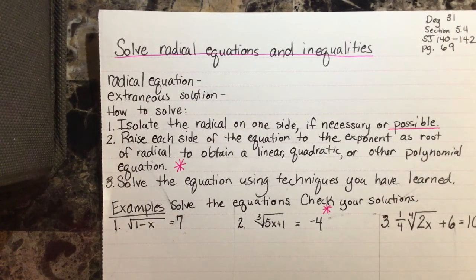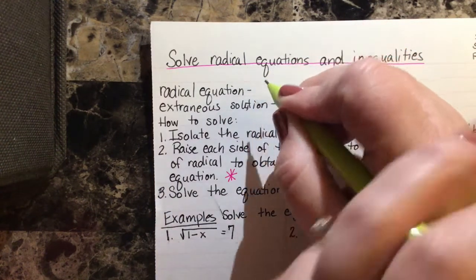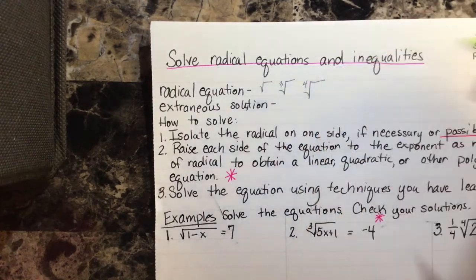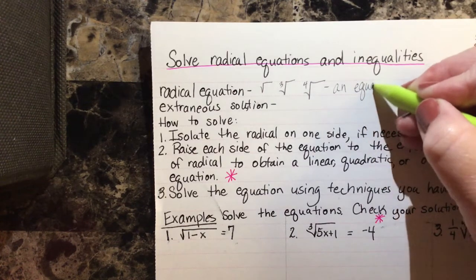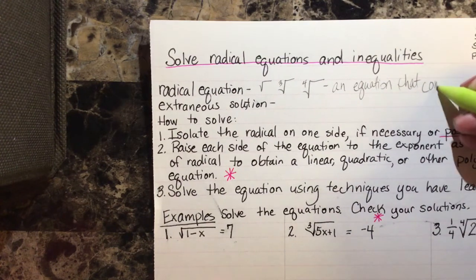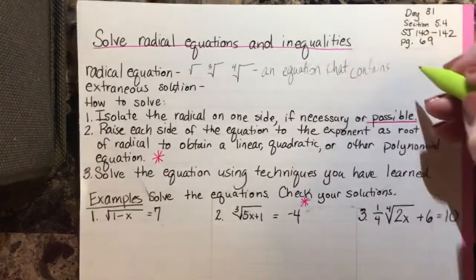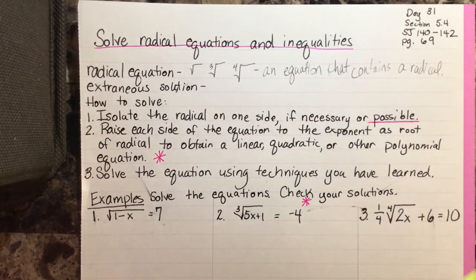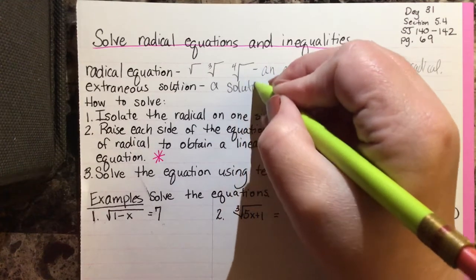A radical equation, of course, is an equation that contains a radical, and you're going to have radicals like square root, cube root, fourth root. So an equation that contains a radical. And sometimes they'll have two radicals, and you'll have to do the process here, the how to solve, twice. We will encounter that problem. And then an extraneous solution just happens to be a solution that will not satisfy the equation.